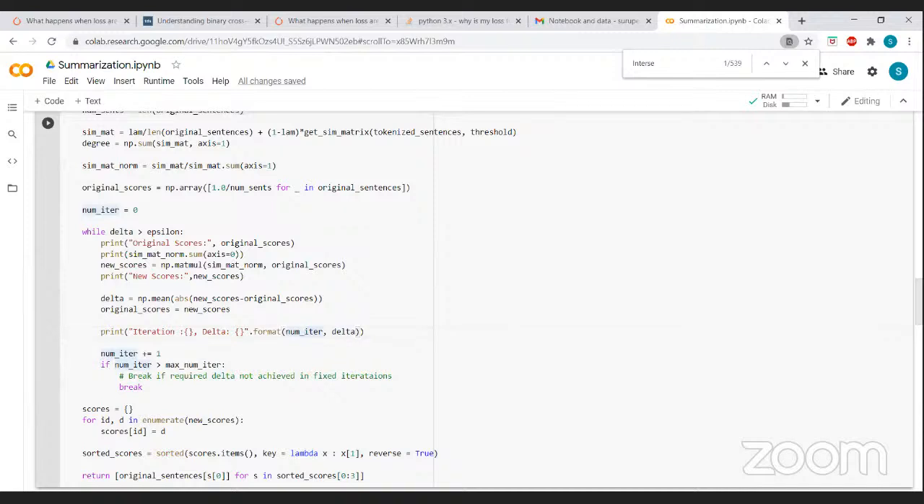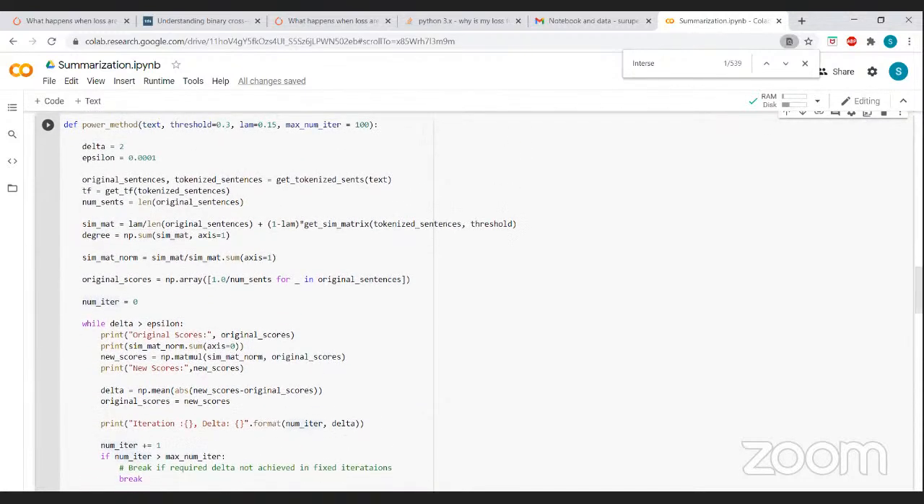So any questions? Is this somewhat clear now? Maybe you can go through the PPT again, and then you can relate. Yes, sir. Understood. So now try changing the threshold value, the lambda parameter, all those things, and see how it affects the output, the number of iterations, everything.